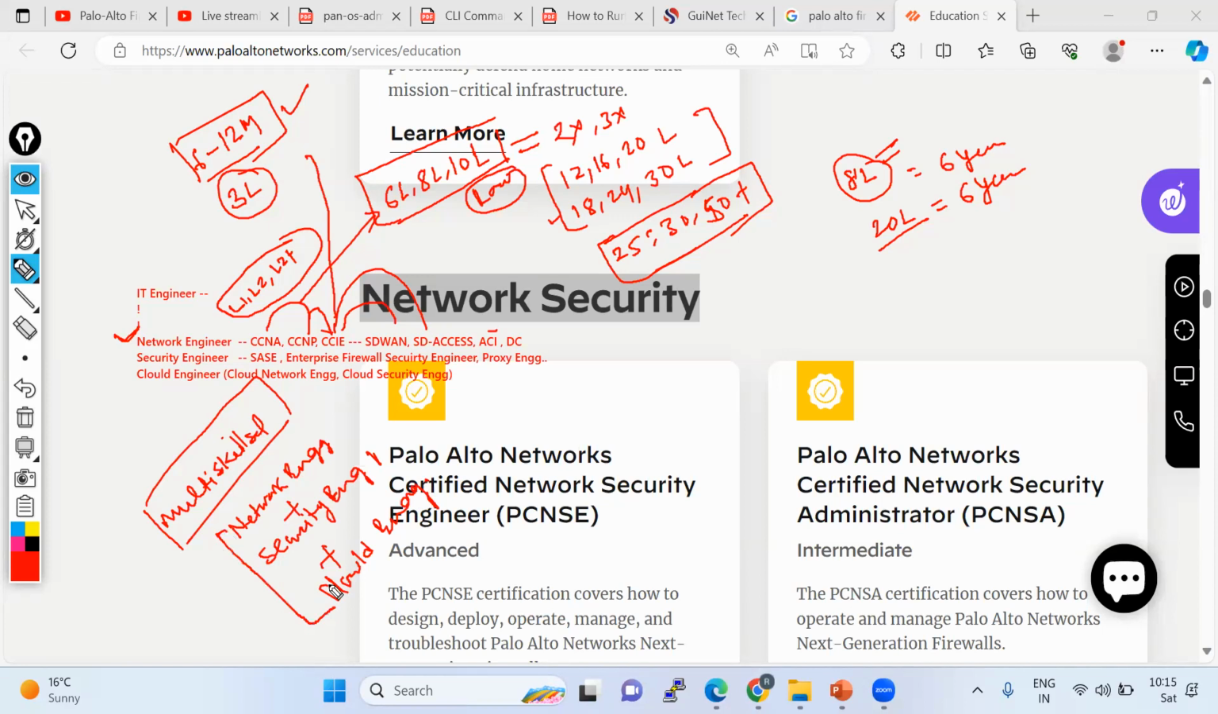So if some company has openings, some customer has openings for any organization, that company might have routers, switches, firewalls, proxies, and some kind of cloud-based application, like AWS or Azure. So let's say suppose my client gave me this project and I want to manage all of these. So I have to manage all these technologies.